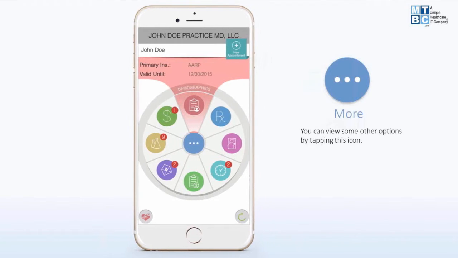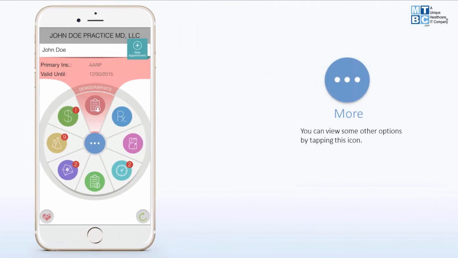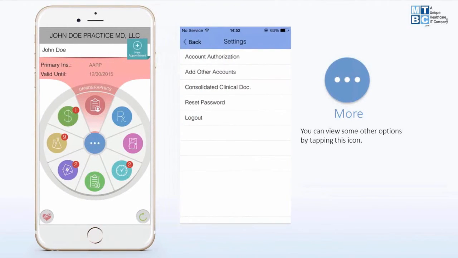Let's say if the patient has tapped the More icon, he will be able to view the list of entire different options. That includes the account authorization, that will just indicate whether the email that the patient is choosing is authorized. The option next to that is add other accounts. The patient will have an option to add other accounts for any of his family members, so they can access the patient's PHR account as well.